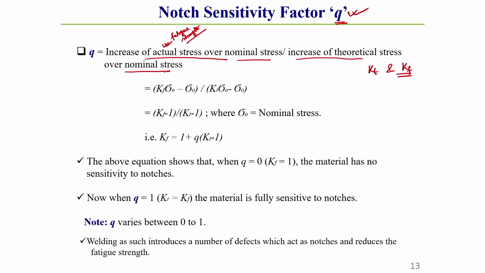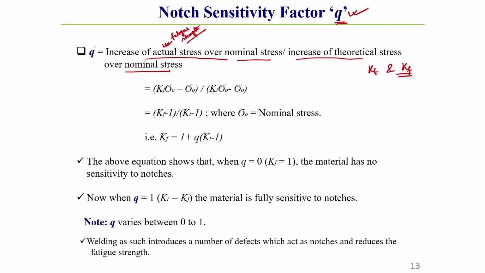This you should keep in mind. So, due to this stress concentration effect, the actual increase of stress over nominal stress, divided by the increase of theoretical stress over nominal stress, is generally known as the notch sensitivity factor.